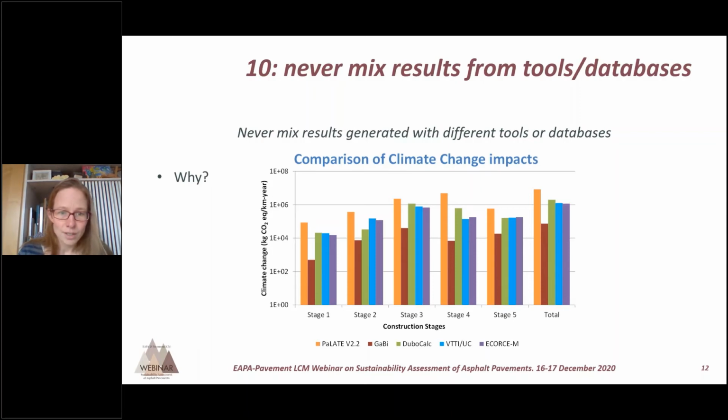The other thing is also that it's not always the same tool who is the best, or the second best, or the third best. You see the bars varying in order all the time. So if you want to keep monitoring or measuring sustainability, you have to use one tool and stick to that tool, or one database and stick to that database.